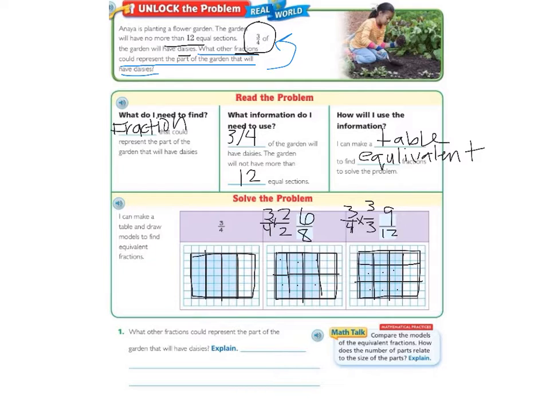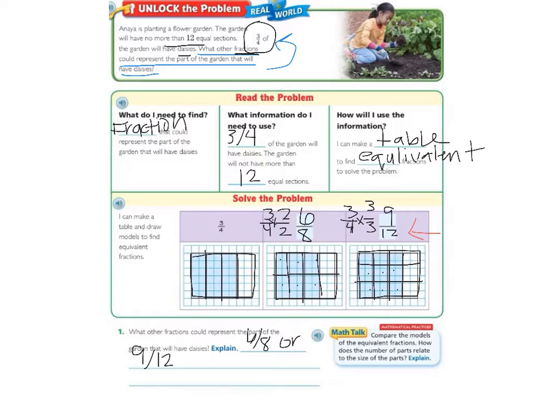Let's read our question at the bottom of the page. It says, what other fractions could we use to represent the part of the garden that will have daisies? Well, we know that it's 3/4 to start off with, but we also proved that she could plant 6/8 or 9/12. And it couldn't be any bigger than that because it told us she can't plant any more than 12.